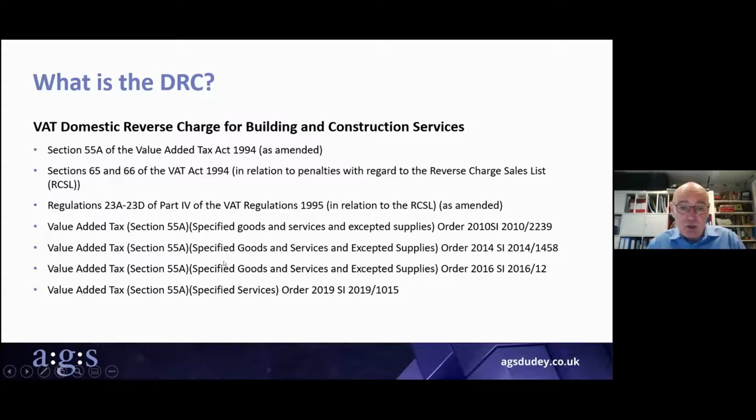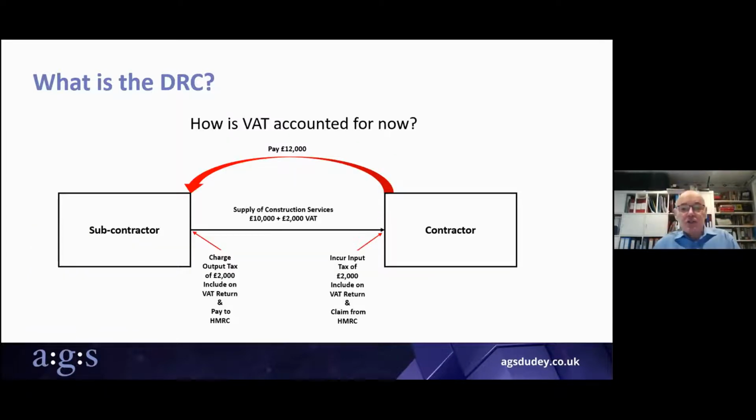In terms of what it is, I could start by giving you all this list of legislation that's put it in place. That wouldn't really be very helpful. So we'll start off looking to try and illustrate just about the main principle. And what we've got here is a subcontractor making a supply of construction services, £10,000 plus 2,000 VAT to the contractor. So invoices the 10,000 plus 2,000 VAT. Contractor pays the 12,000 across as customer to the subcontractor as supplier.